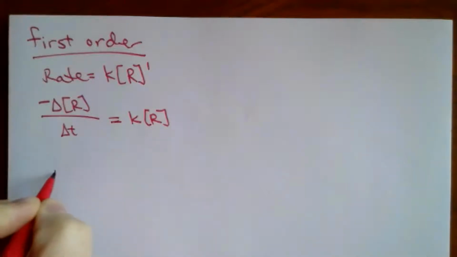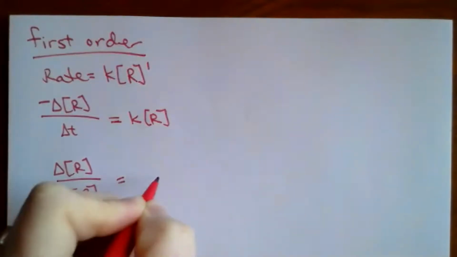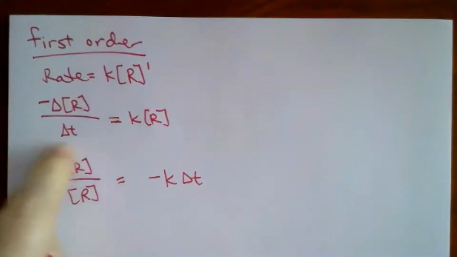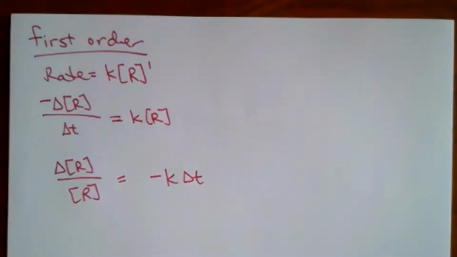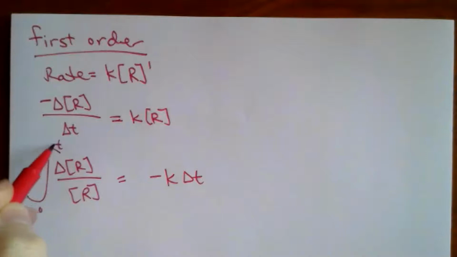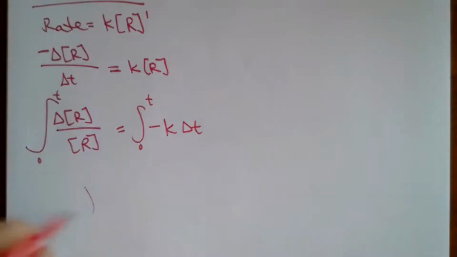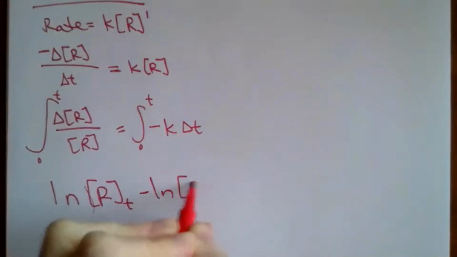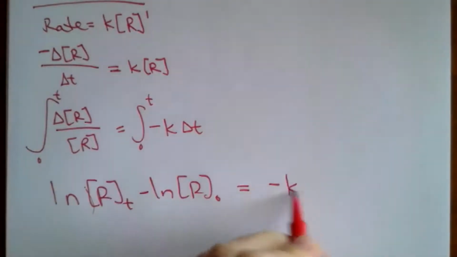If I combine like terms like this, bringing delta t along with the negative over to the other side and dividing by R over here, I can, stay with me here, integrate both sides of this equation. And the integral over here simplifies to ln of R at time t minus ln of R at time 0. And that's equal to the integral on this side, negative kt.